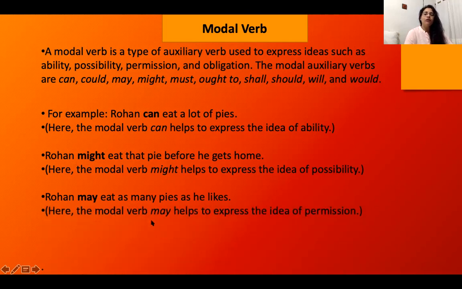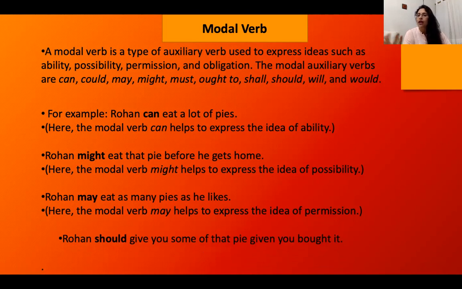Now let's move on. Rohan may eat as many pies as he likes. Here, the modal verb may helps to express the idea of permission. He may eat as many as he likes. It's just a permission that it is up to him that he may eat. He's being given permission that while coming home he can have as many pies as he would like to have. There is no restriction. So here the modal verb may expresses an idea of permission of eating pies as much as he wants. वो जितना pies चाहे उतना खाने के उसको as an idea of permission depict कर रहा है.